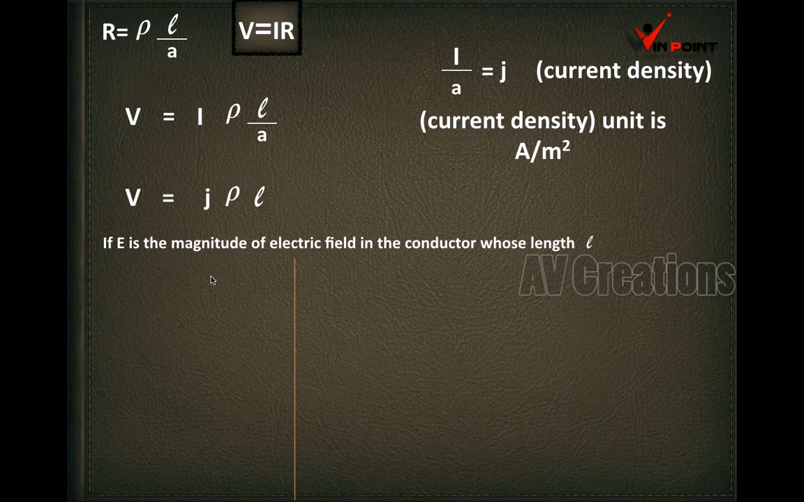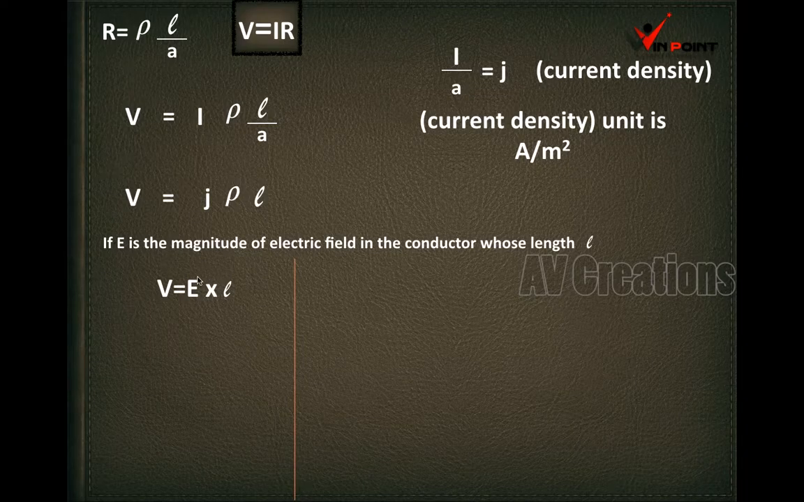If E is the magnitude of electric field in the conductor whose length is L, we are considering a conductor which is having electric field E and length of the conductor is L. So what will be the value of potential V? V is equal to E into L. The equation for potential is E into L. Potential is the work done. Electrostatic potential. The equation for electrostatic potential is E into L.